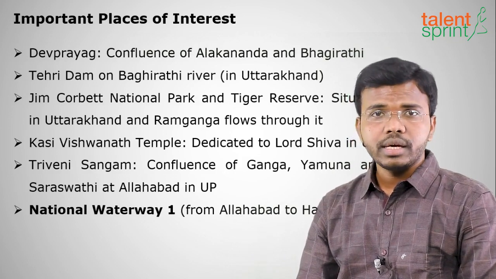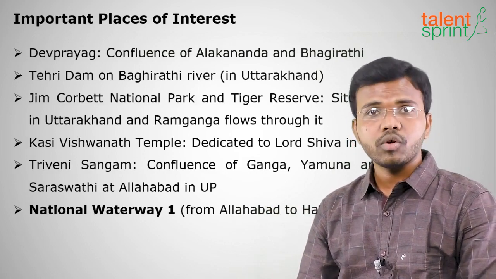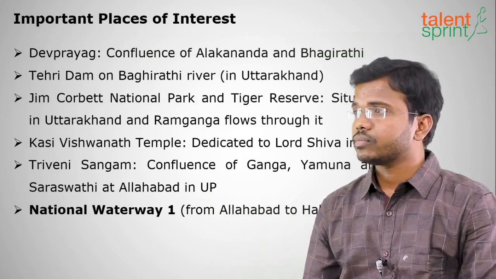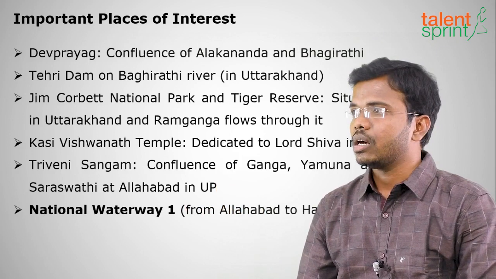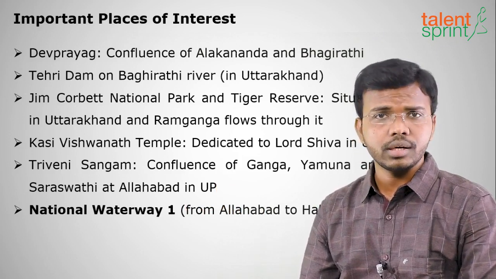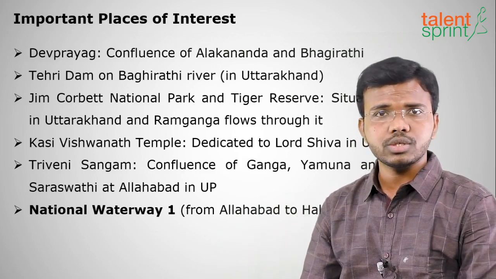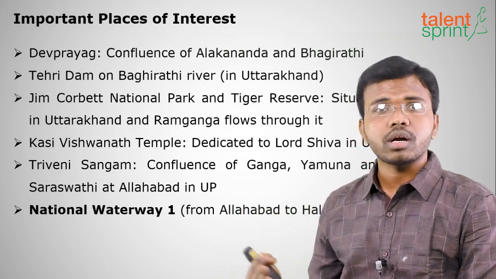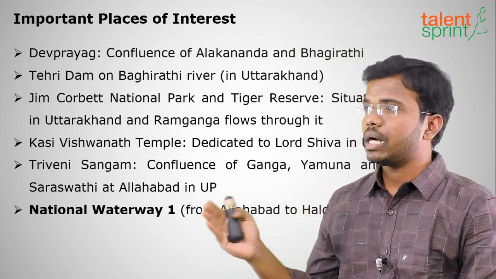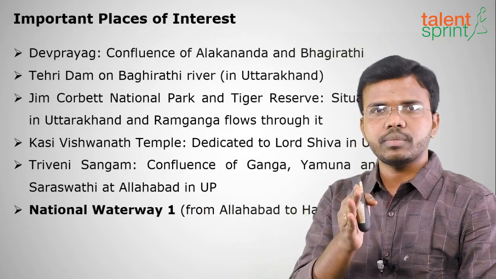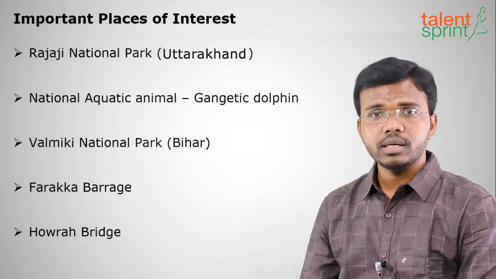Next, important places of interest on the Ganges: Dev Prayag, the confluence of Bhagirathi and Alaknanda; Tehri Dam on the Bhagirathi River in Uttarakhand; Jim Corbett National Park and Rajaji National Park in Uttarakhand, all very famous. Kashi Vishwanath Temple in Uttar Pradesh, dedicated to Lord Shiva. Triveni Sangam of Ganga, Yamuna, Saraswati at Allahabad, where the largest Kumbh Mela is held. And National Waterway 1: Waterway 2 is on Brahmaputra, while Waterway 1 runs from Allahabad in Uttar Pradesh to Haldia in West Bengal. Sorry, Rajaji National Park is in Uttarakhand.